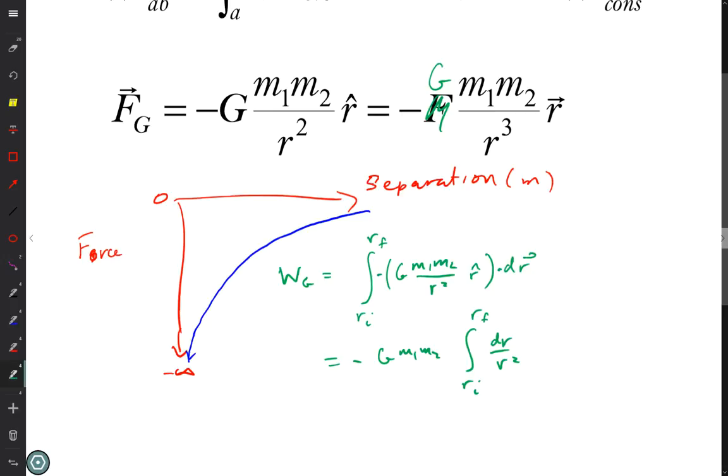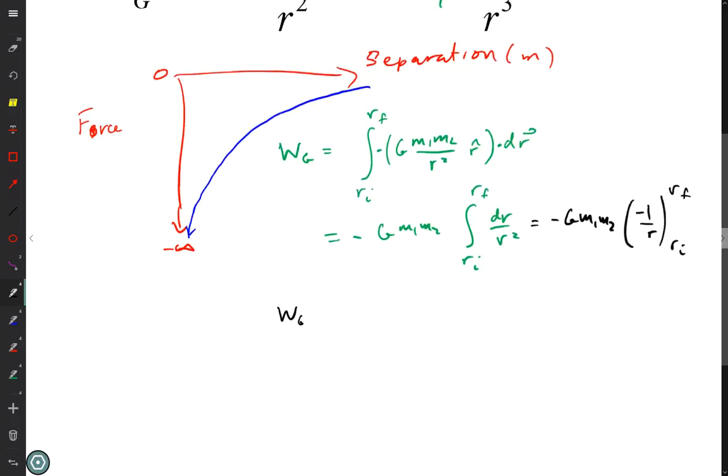of that. Now I said this is the hardest one, but that's not taxing. What's the integral of dr over r squared? Negative 1 over r. Yeah. So I had minus G M1 M2 times minus 1 over r. So if I plug in those limits, notice there's a minus and a minus now. So it's going to be a positive.